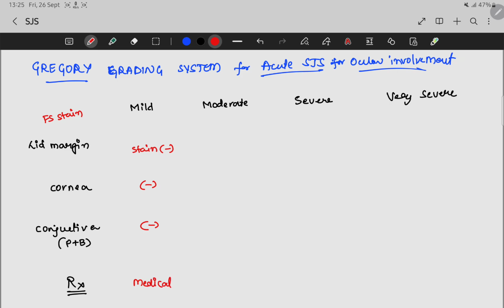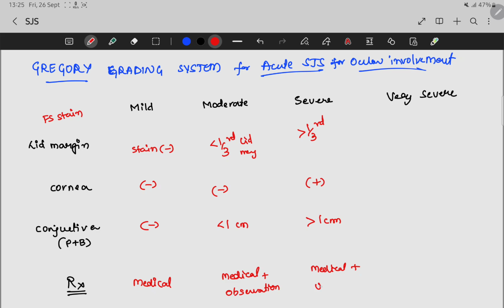In moderate cases, stain is taken up by less than 1/3 of the lid margin, the cornea is not involved, and the conjunctiva has less than 1 centimeter involvement. The treatment is medical management along with observation. In severe cases, it involves more than 1/3 of the lid margin, the cornea is taking up stain, and more than 1 centimeter of conjunctiva is taking up stain. Here it requires medical management along with urgent amniotic membrane transplantation.